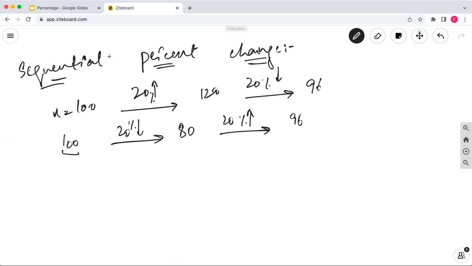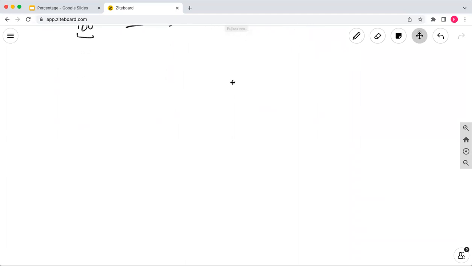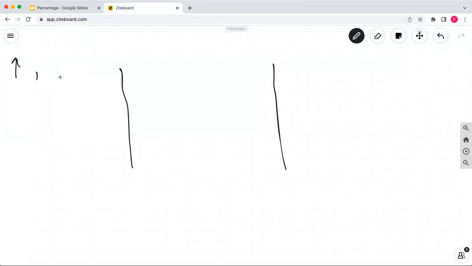Does any one of you know the shortcut formula to do this for the sequential change for two or three? There's a shortcut way for this that is very helpful. Let's jump straight to the shortcut. We will see three cases: first we are increasing by a percent and then increasing again, first we are decreasing and then decreasing again, and last, increasing then decreasing, or decreasing then increasing.